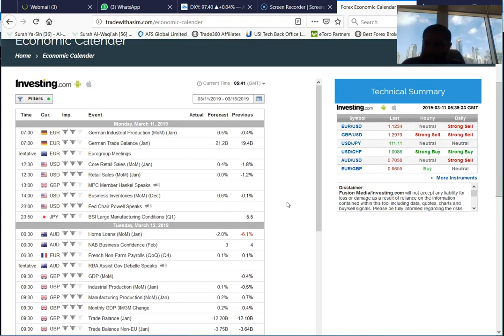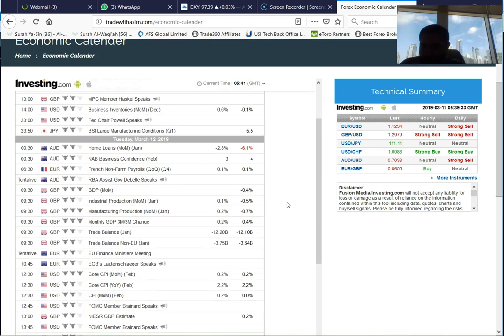Starting my analysis with the economic calendar on tradewithasim.com/economic calendar. As you can see, today we might not see a really big momentum as we have got few major news coming from the States, which is the retail sales and MPC member speech from Britain, and Federal Chairman Powell will speak as well from the States on Monday.